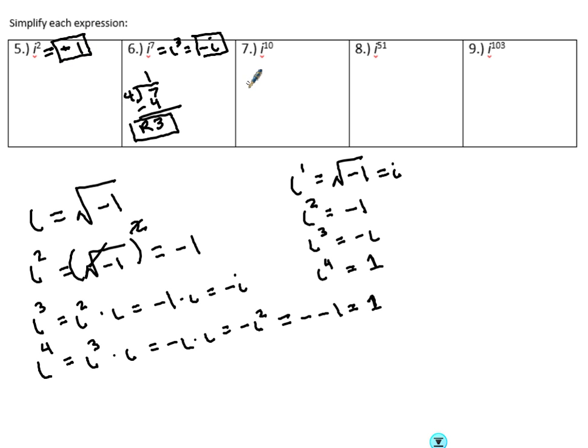For i to the 10th, same thing, 10 divided by 4 would be 2, with a remainder of 2. So i to the 10th is the same thing as saying i to the second, which is -1.